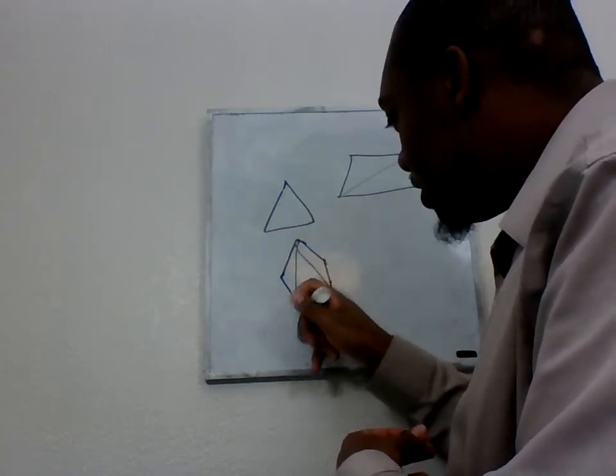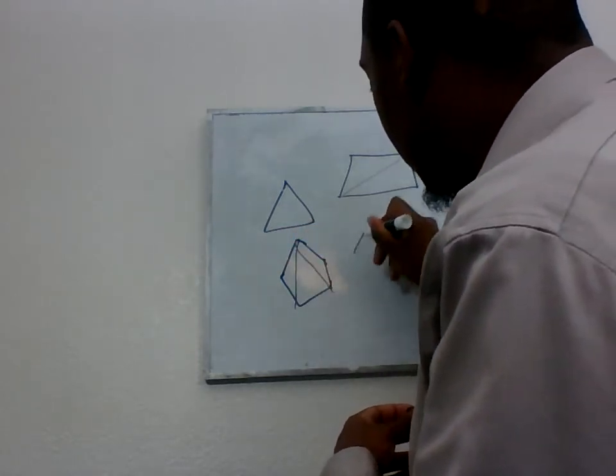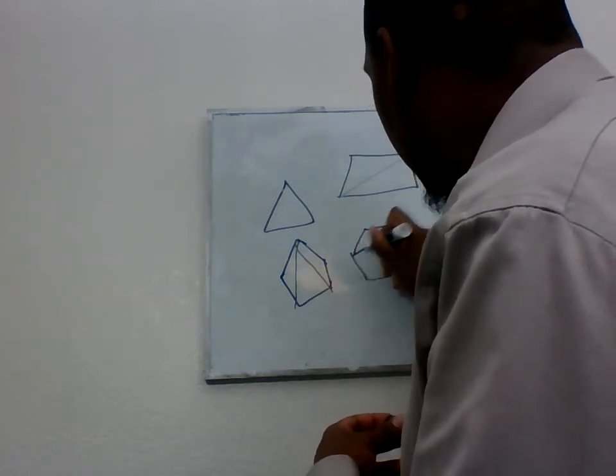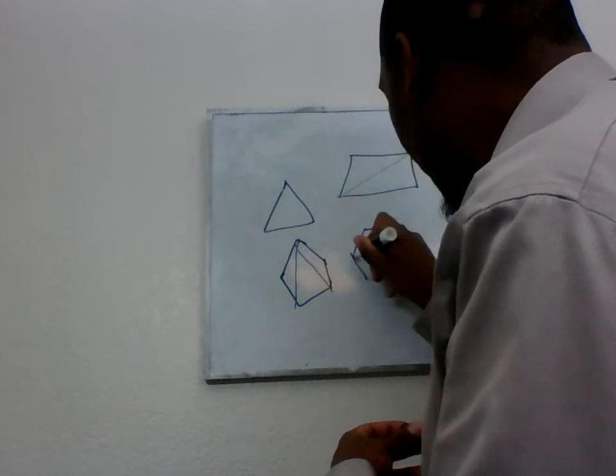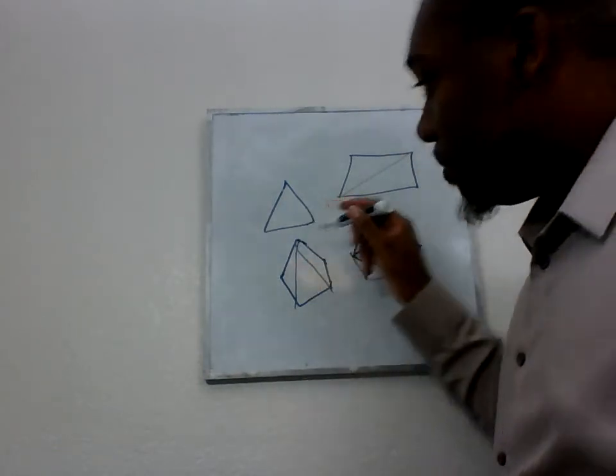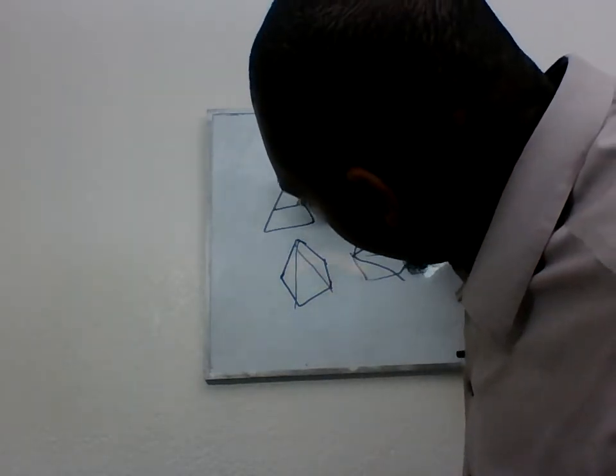We only have to do two cuts. If it was a hexagon, we would have to do three cuts. And so on and so forth. But you can do as many as you want. We can even split a triangle up into triangles.